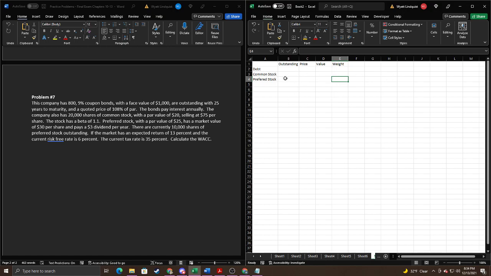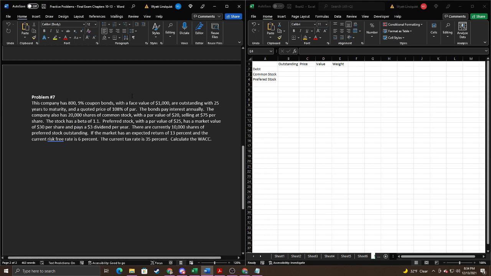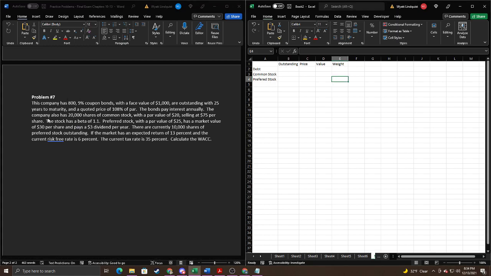We could just make those formulas now, but I think it'll be more intuitive if we do that later. First, we actually have to calculate all of this, or take it out of the problem. So first, the company has debt, and it has 800 of these bonds outstanding, and they are face value $1,000.